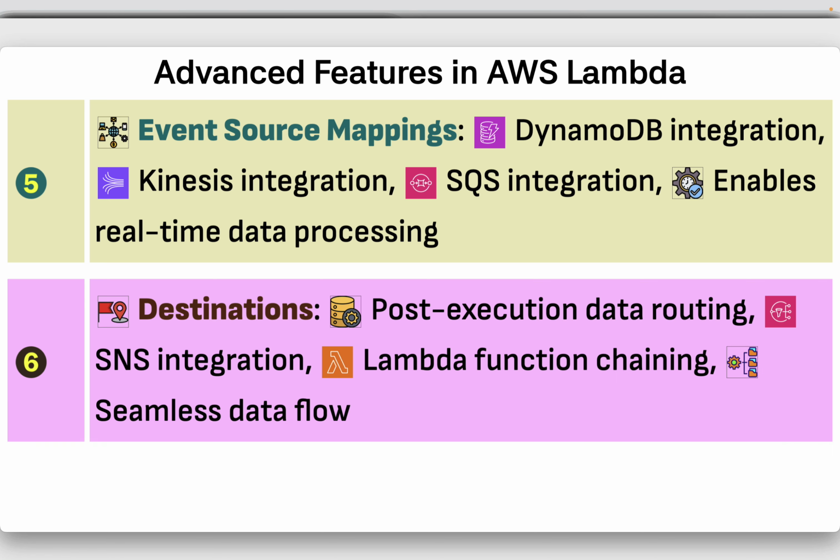Destinations. You can define where to send data after your Lambda function executes, enabling seamless data flow to services like SNS or another Lambda function. So in the next few slides, I will detail more information about event source mapping, destinations, and function URLs.